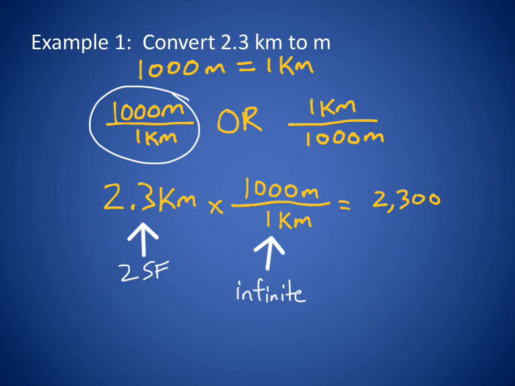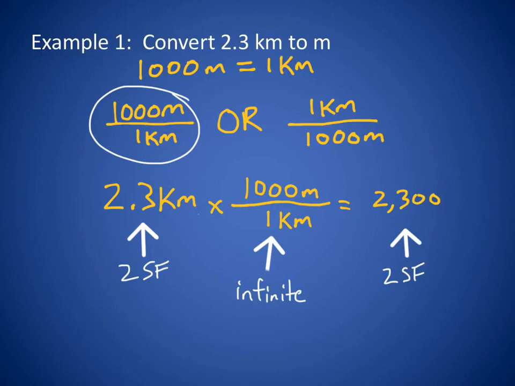So my answer over here should have 2 sig figs, which it actually does, because these 2 zeros on the end are not significant. It's just the 2 and the 3. So most of these, the sig figs are going to be equal to usually what you start with over here. Okay?